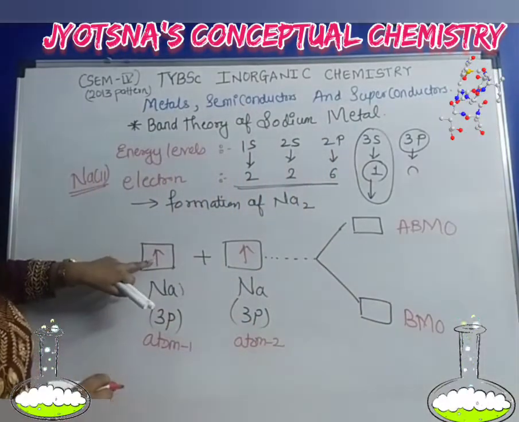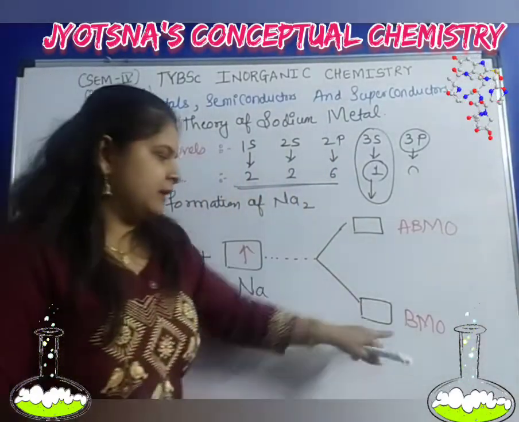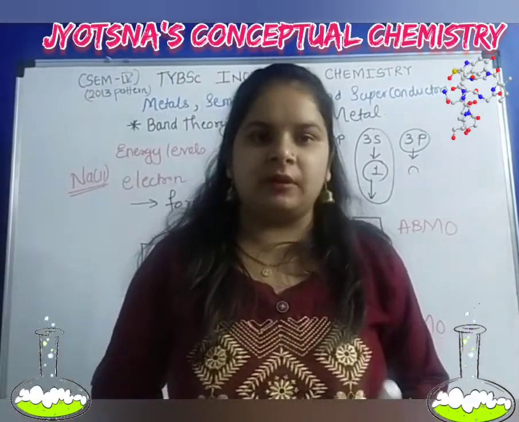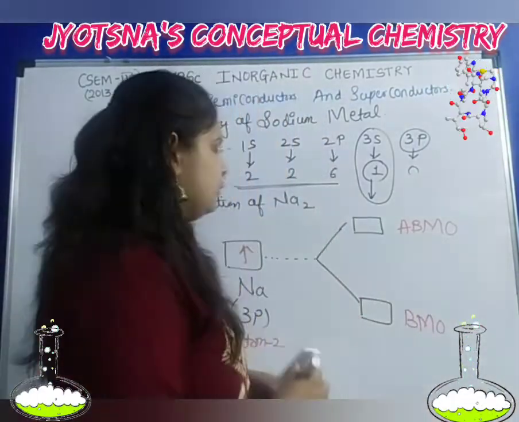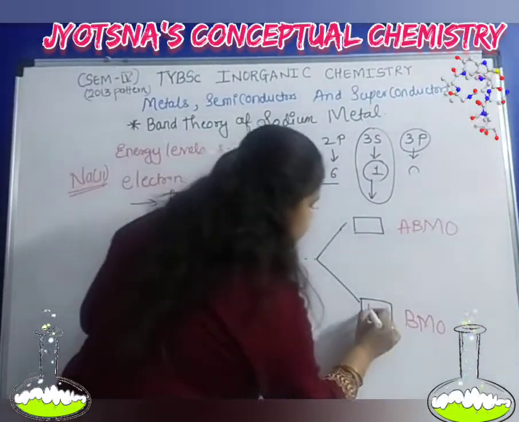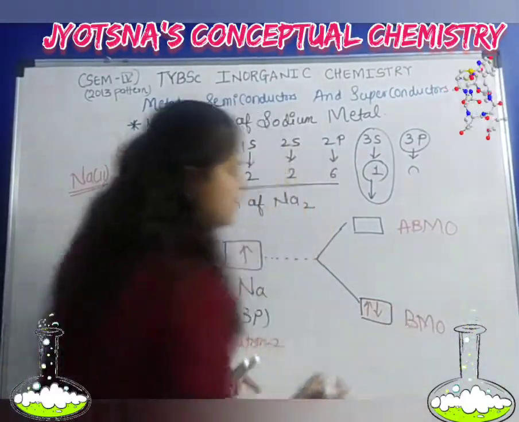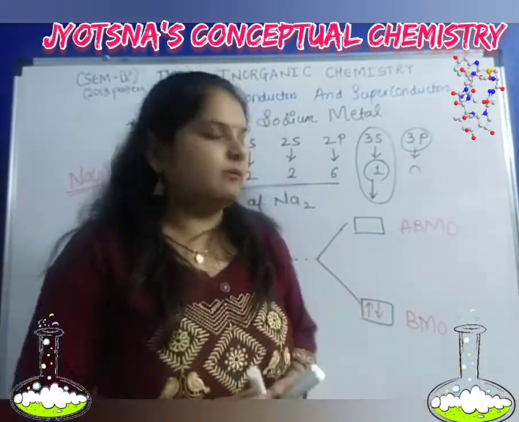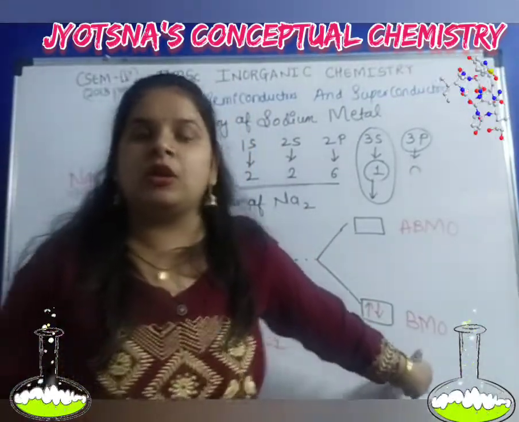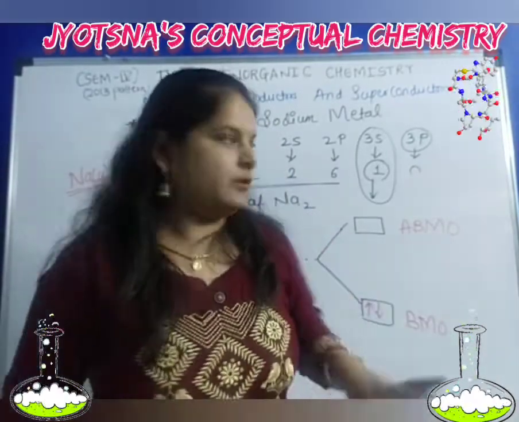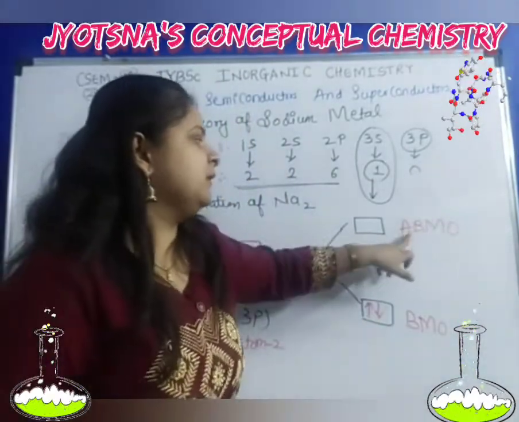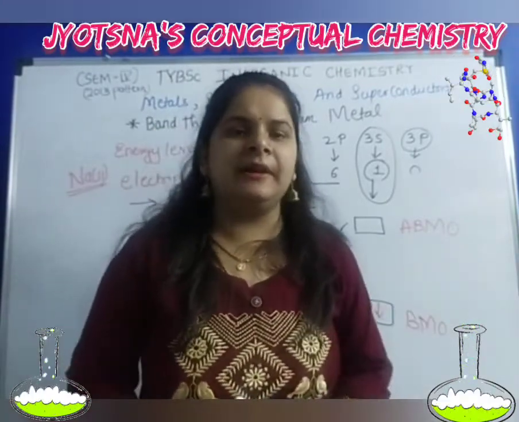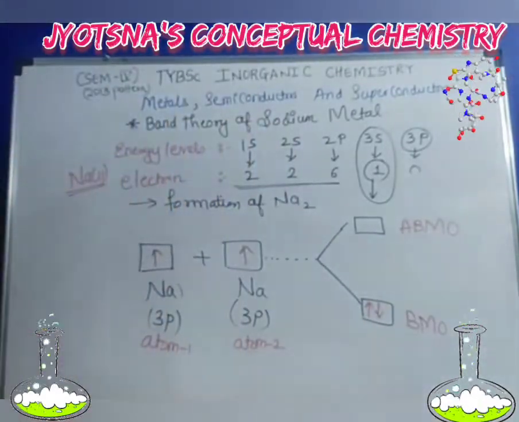Okay, see, one electron each, and in one orbital how many electrons can we fill? 2 electrons is the possibility. So 1 and 1 means we can fill 2 electrons in the bonding molecular orbital. In the bonding molecular orbital there are 2 electrons, and the anti-bonding molecular orbital is vacant. Got it?